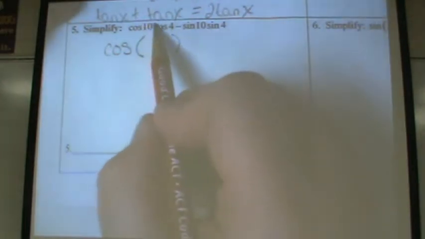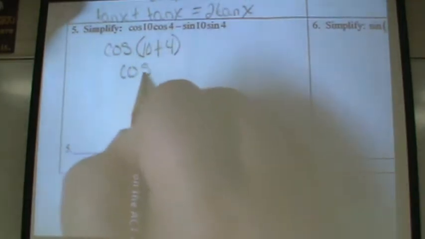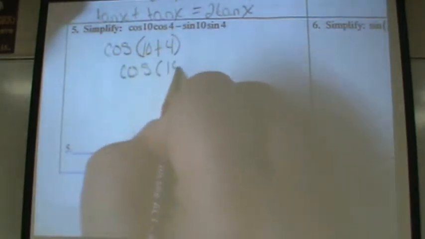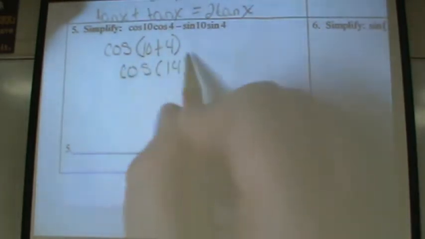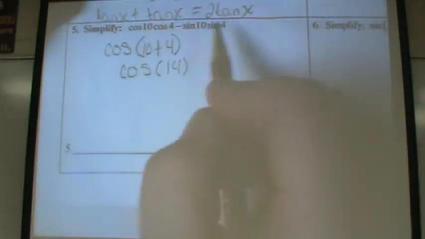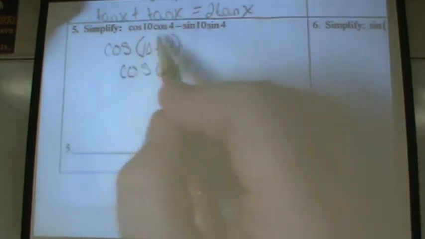And then we're looking at the two angles that were given. So we plug in a 10 and a 4. So we get cosine of 14. So cosine of 14 is our final answer. So that's just figuring out which identity this is.